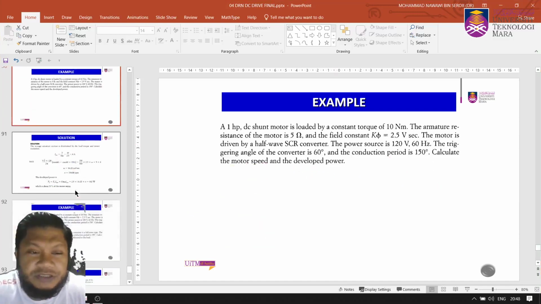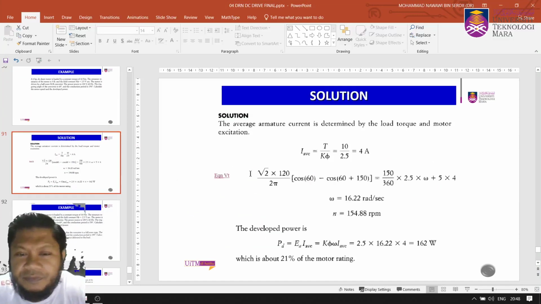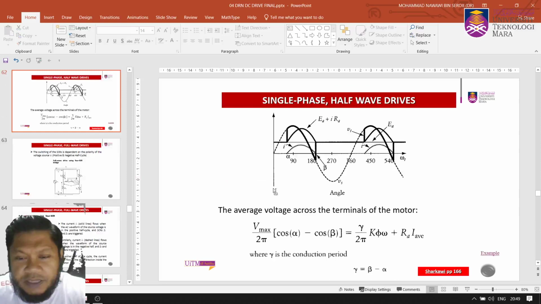Next, the solution is already there. The average armature current is determined by the load torque and motor. So we have this equation, torque is equal to K flux I average. So I average equals 4 amps. And this is an equation taken from that slide, right? Vmax divided by 2 pi for the half wave circuit. So we just follow that equation.